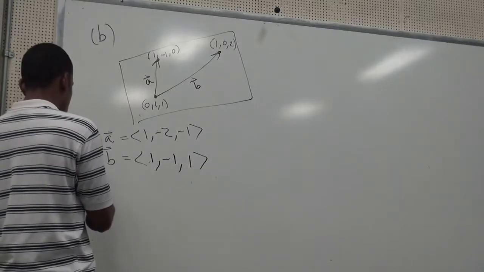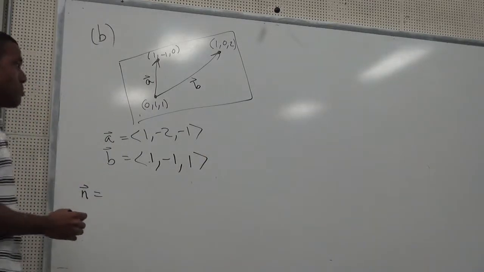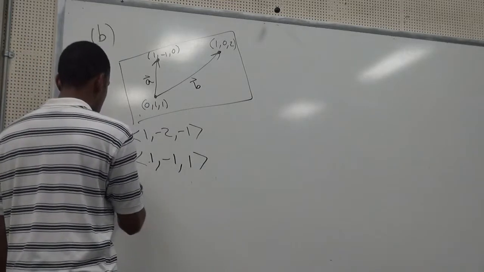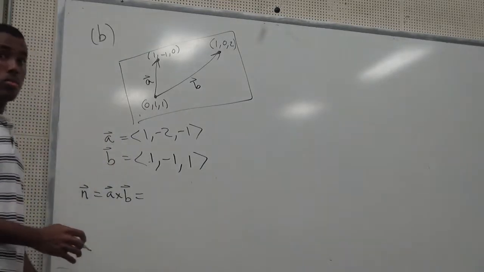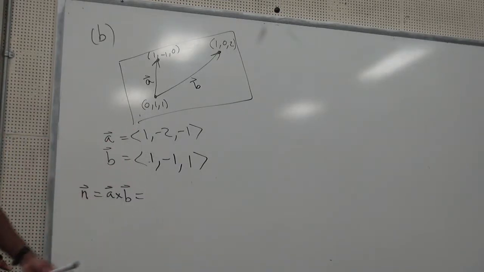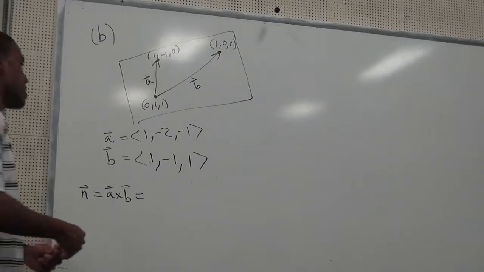So your normal vector is the cross product of AB. Why is it the cross product of AB? Because the cross product gives you a vector that's orthogonal to both vectors in the product, and that's what we want here.